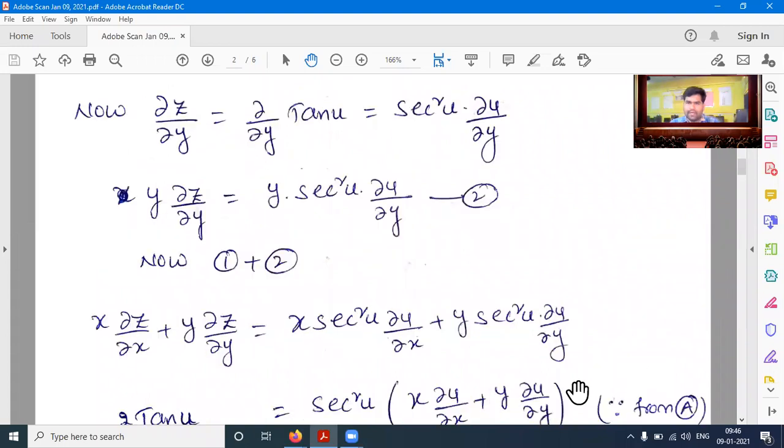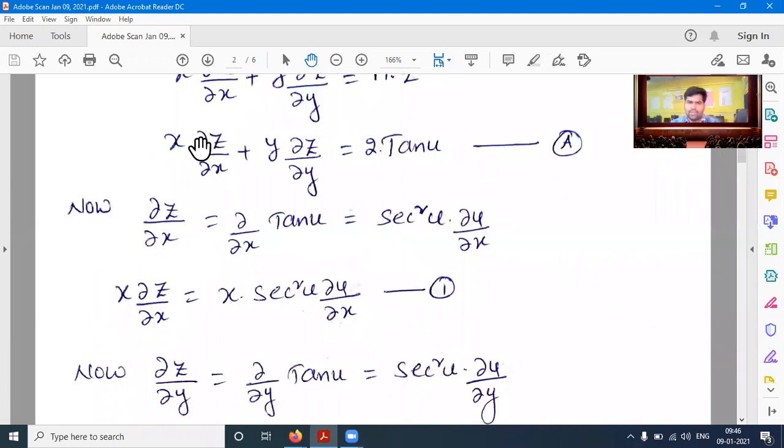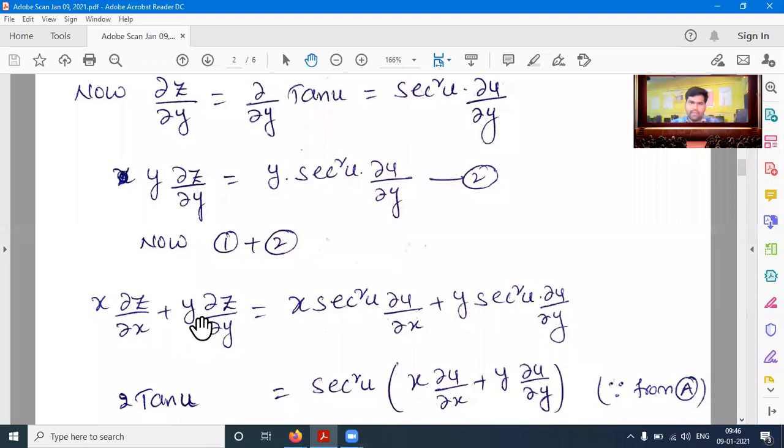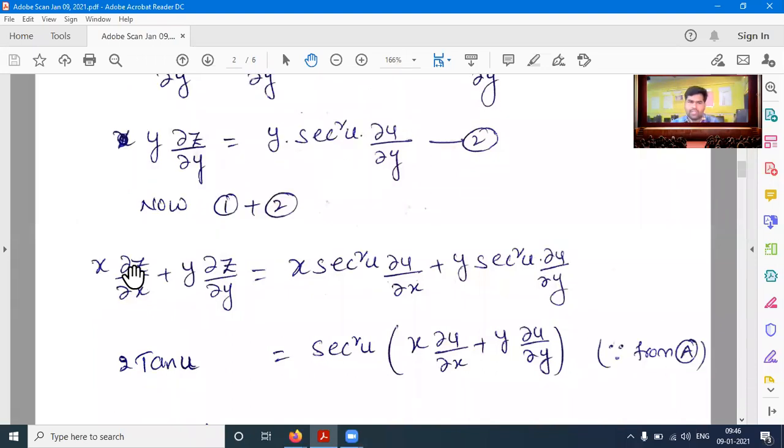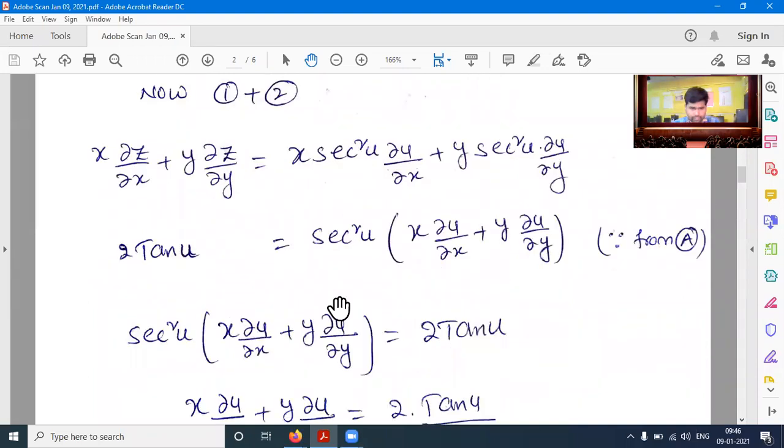So from equation number A, what is equation number A? X into dou z by dou x plus y into dou z by dou y is equal to 2 into tan u. So in place of this x into dou z by dou x plus y into dou z by dou y, we can write 2 into tan u. So 2 into tan u is equal to secant square u into x into dou u by dou x plus y into dou u by dou y. I am writing this one to the left side and this one to the right side, so secant square u into x into dou u by dou x plus y into dou u by dou y is equal to 2 into tan u.